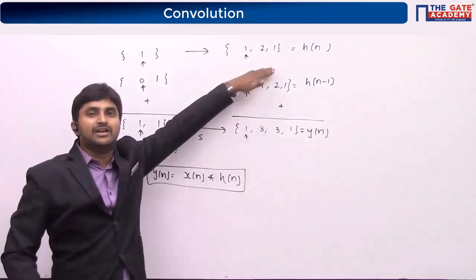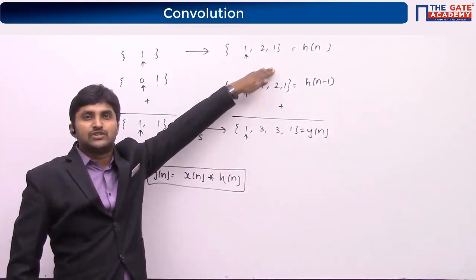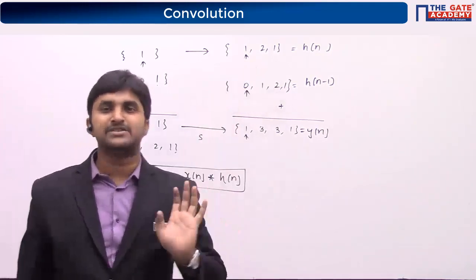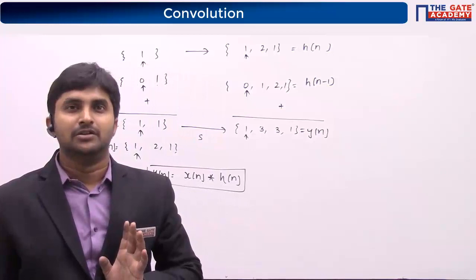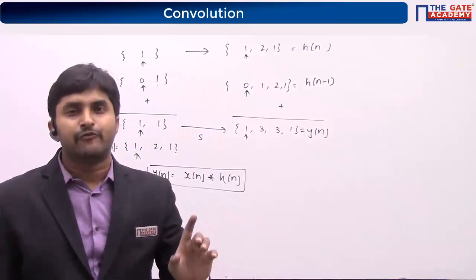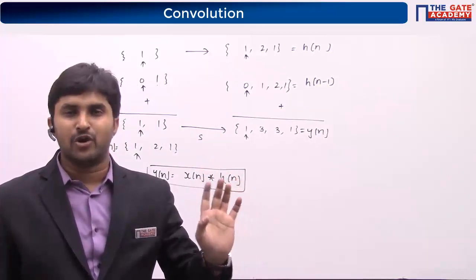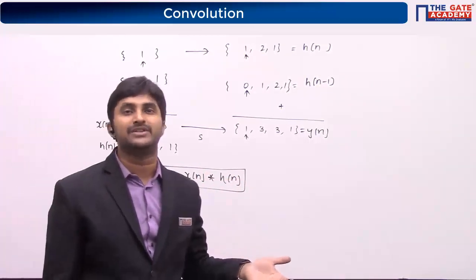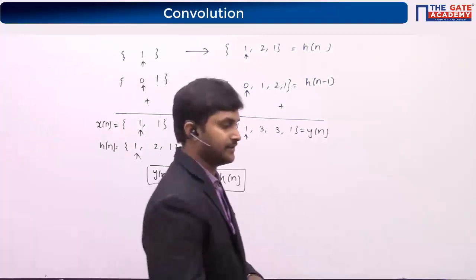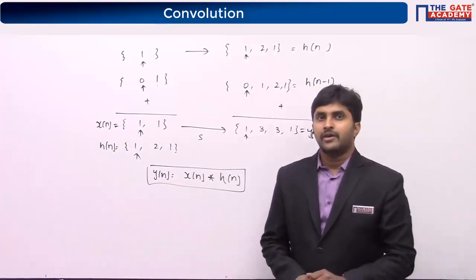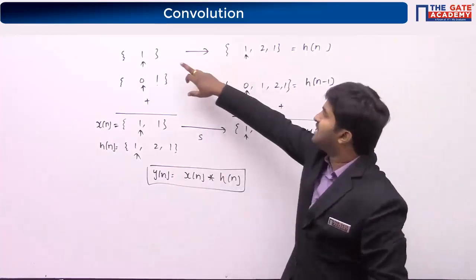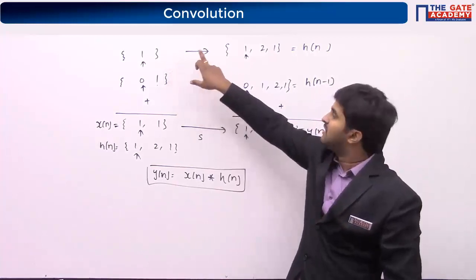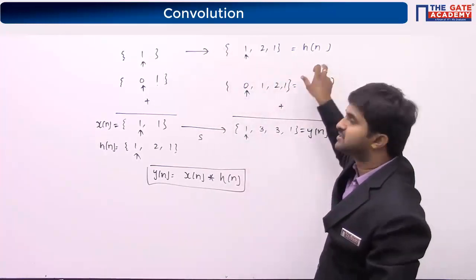See, h of n is nothing but the impulse response. Did we understand what is an impulse response? Impulse response is simply when you apply input as an impulse, the response that we get from a system is what we call as an impulse response. If I apply the input as an impulse, then the response that we got is nothing but the impulse response.